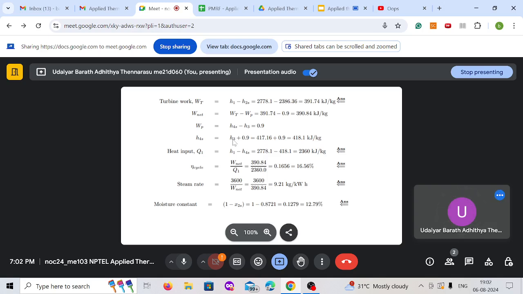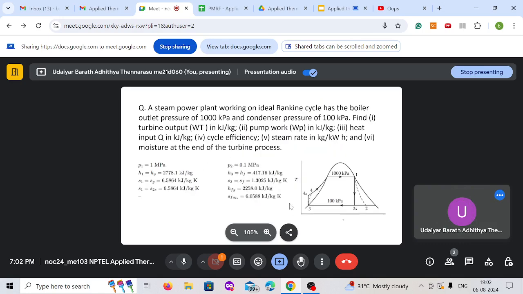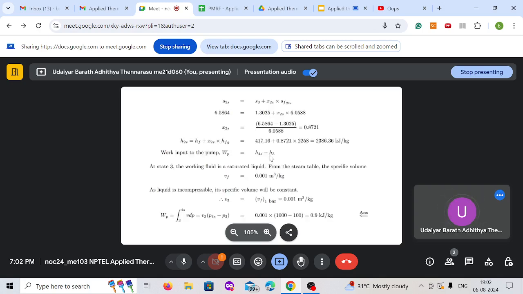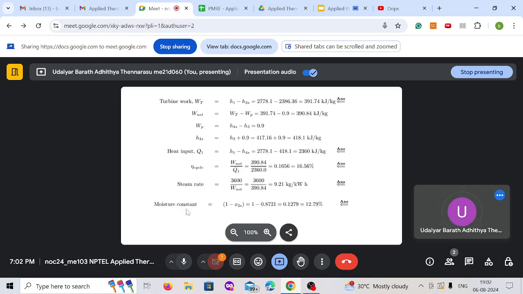And then the moisture at the end of the turbine process. Moisture is nothing but 1 minus vapor fraction. So 1 minus 0.8721 is 0.1279, so 12.79%. So it is 87.21% vapor, or you can say 12.79% of liquid is present at the turbine exit.